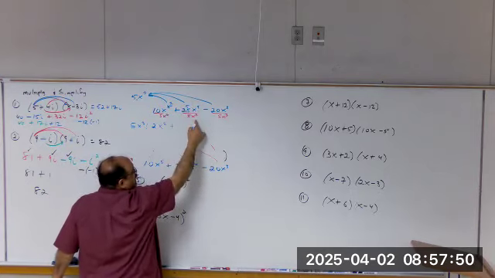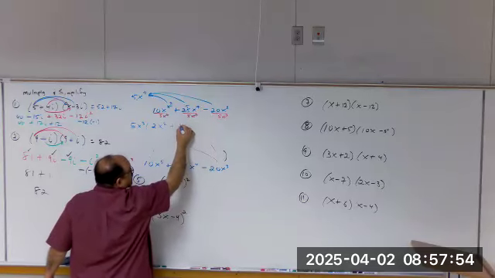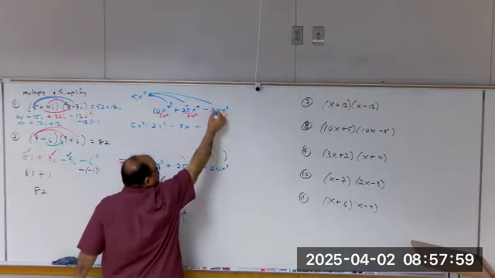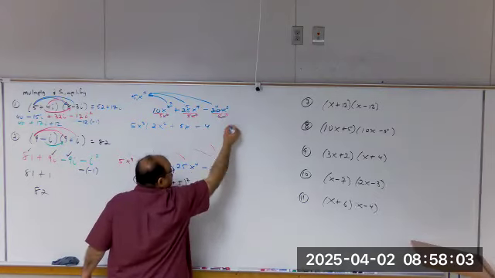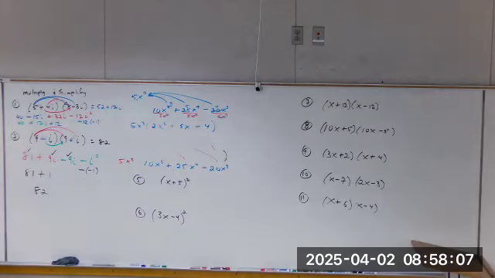x to the fourth divided by x to the third. 4 minus 3 leaves an x to the first. Minus 5 goes into 20, 4 times. And x to the third divided by x to the third is 1. And it takes us back to the original question. That's the whole point of factoring.